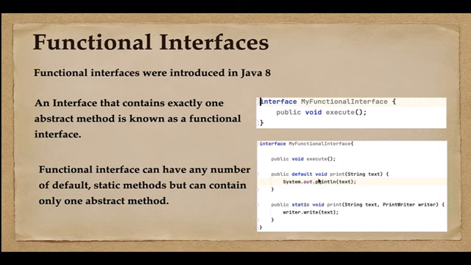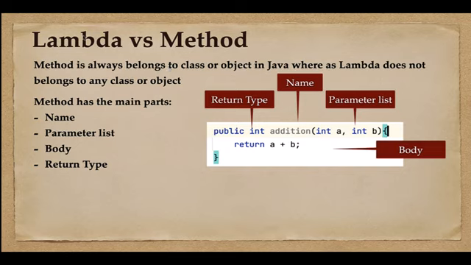Now let's go back to our lambda expression and deep dive into lambda expressions. Sometimes beginners may confuse lambda expressions and methods, so let's see the difference between a lambda expression and a method, so that you can understand lambda expressions better. A method always belongs to a class or object in Java, whereas a lambda does not belong to any class or object. Whenever you create a method in Java, you have to create that method in a class, right? But a lambda does not belong to any class or object. It should be in isolation from the class or object.